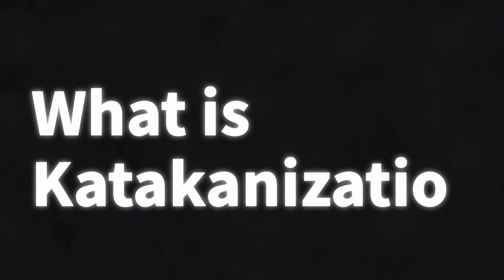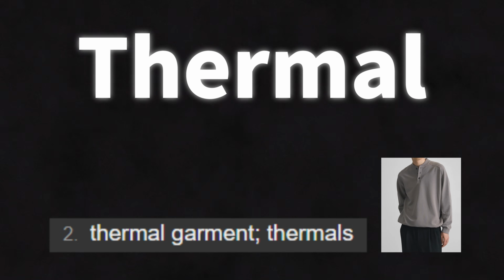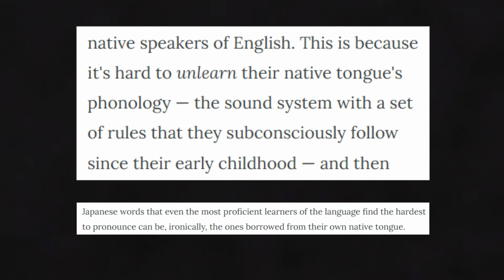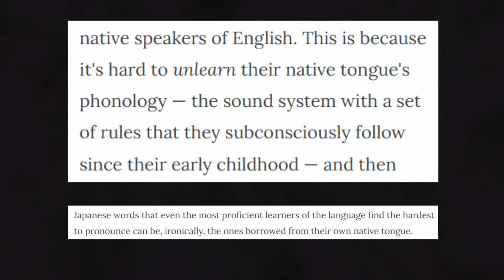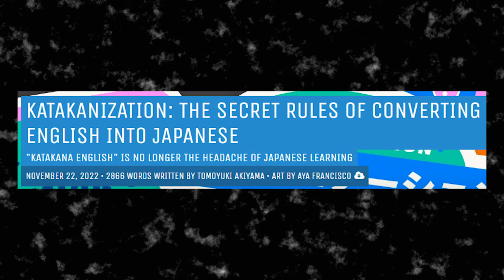What is Katakanization? You likely see loanwords in Japanese all the time, but do you ever wonder how exactly these are converted from one language to another? Like, how does the word "thermal" become this? Where does the TH go, and where does the S come from? And why are these words harder to pronounce for many learners when it might be a word from their very own language? Katakanization explains all of this.